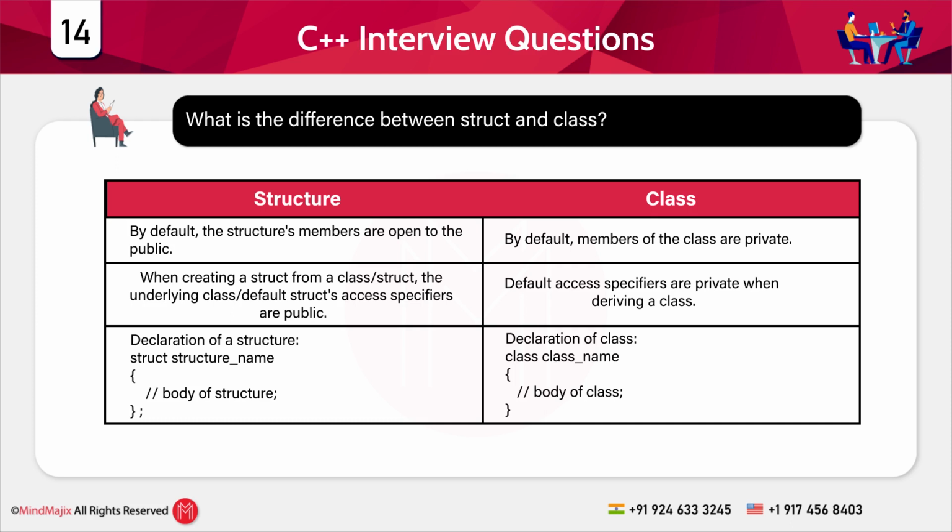Now if you talk about the declaration or specification of a structure, here you have the keyword struct, and then you have the structure name, and inside the curly braces you have the body of the structure. Similarly, for a class declaration, you have the class keyword, as we have seen already, and the class name, and then we have the body of the class inside the curly braces. So I hope this clears the difference between structure and a class.